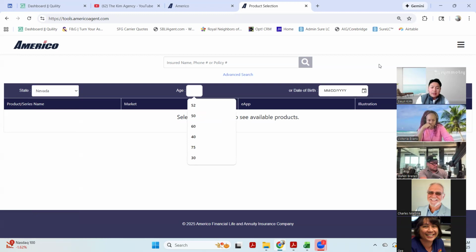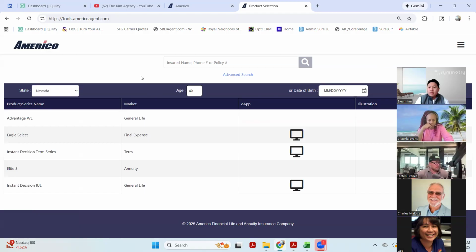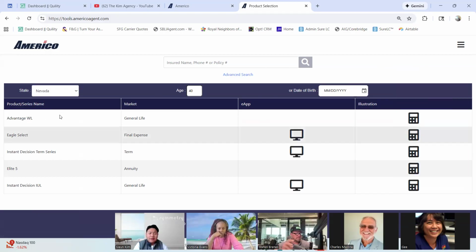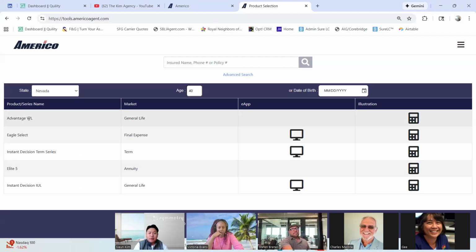We're gonna use an example with a 40-year-old. Let's first talk about what are some of the available products for a 40-year-old. Pretty much everything. We don't use the Advantage Whole Life just because the price point is quite high and it's not as good as an IUL in terms of the benefit. So that's why we don't really use that.